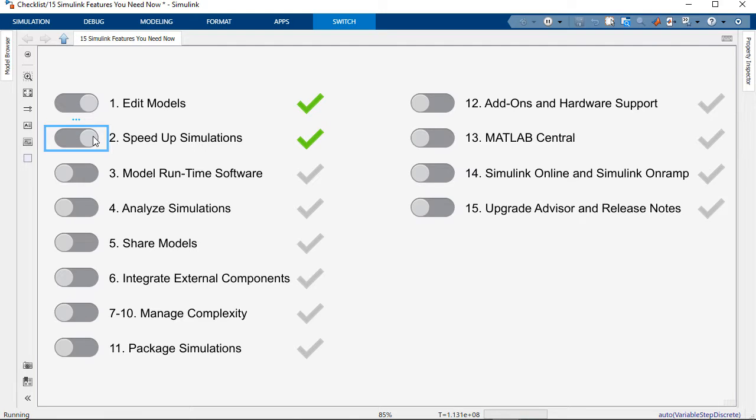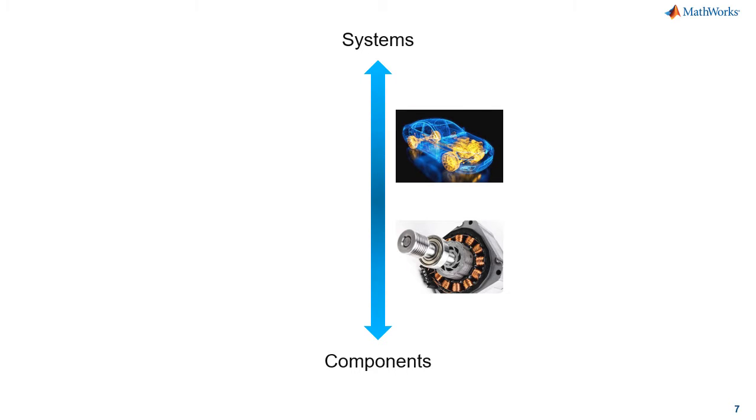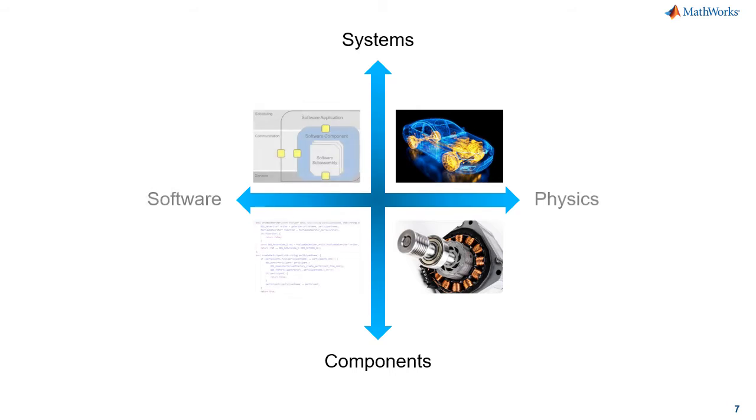Simulink helps you model from the component level to the system level. And that's true for software and for physical systems. And a tool that can handle all that is key as you are tasked with building more complex systems that include software, multiple components, different domains, and so on.